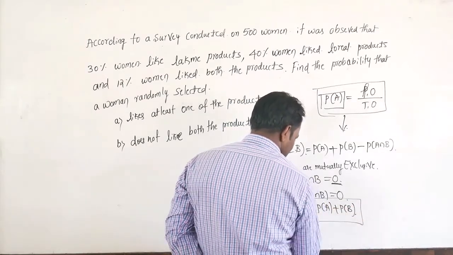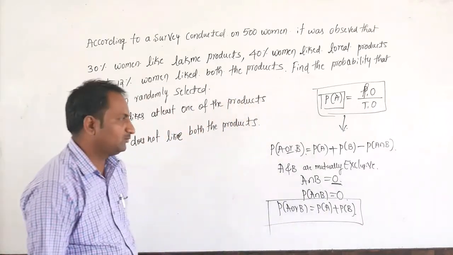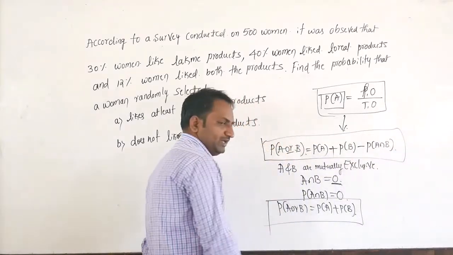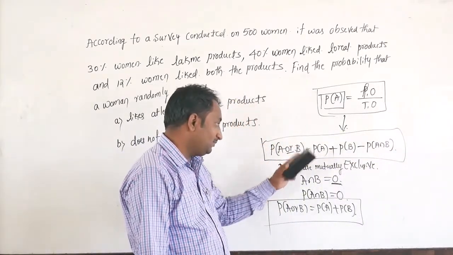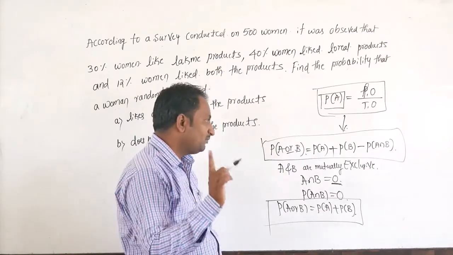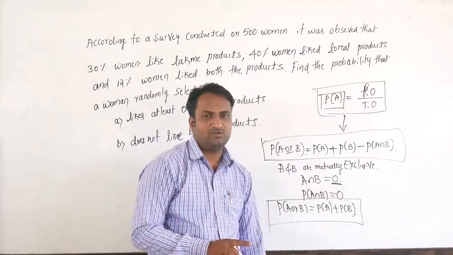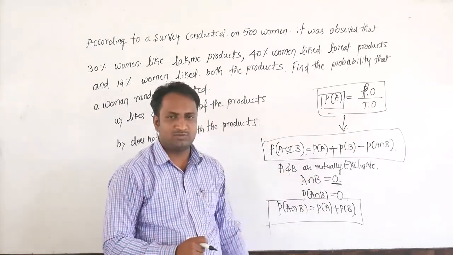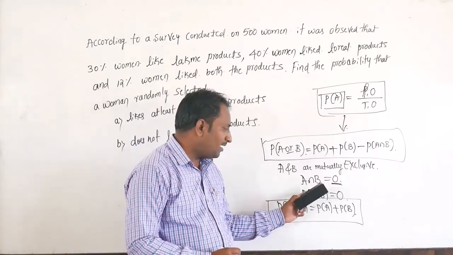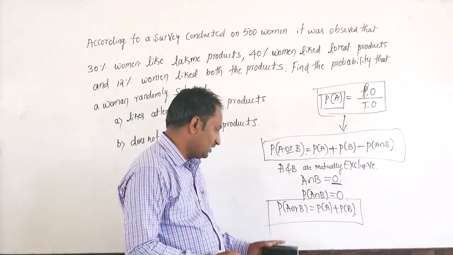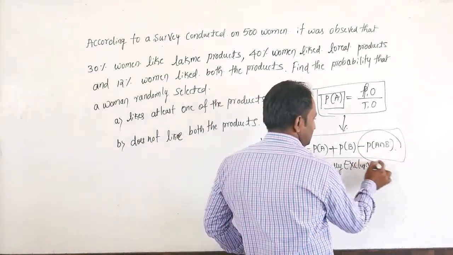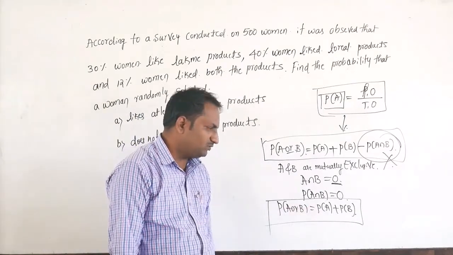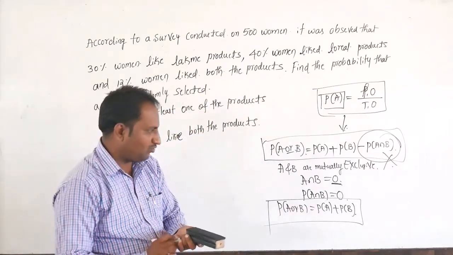These two formulas are very important. If A and B are not mutually exclusive, probability of A or B is equal to probability of A plus probability of B minus probability of A intersection B. Suppose A and B are mutually exclusive, A intersection B is equal to 0, so definitely this term goes to 0. Then probability of A or B is equal to probability of A plus probability of B.